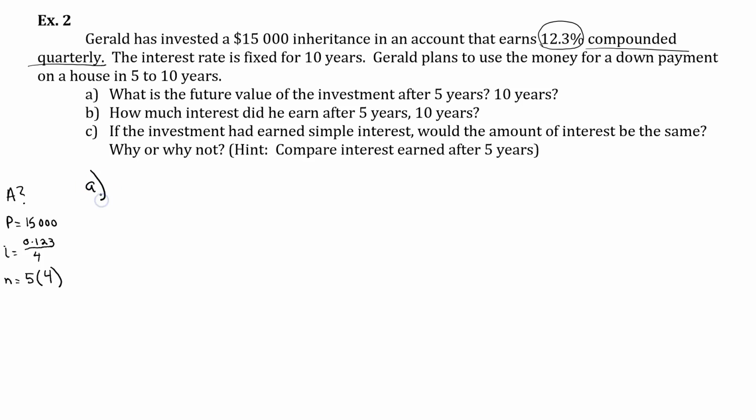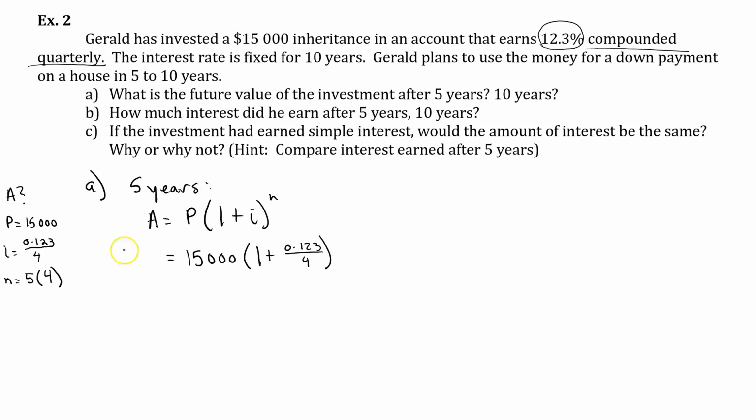So let's solve A. For 5 years, we're going to say A equals P times 1 plus I to the N. But luckily we have all of our work on the side here, so we just substitute. 15,000 times 1 plus I, which is 0.123 all over 4 to the power of, not n, but 20. What I'm going to do is simplify what's in this bracket first. And now it's just a simple plugging into it.